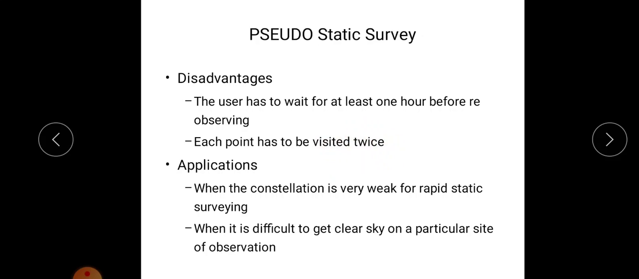As for application, it is used when the constellation is very weak for rapid static survey, that is, if the satellite visibility is very poor, we have to do this pseudostatic survey. That is, we have to take observations twice. Also, when it is difficult to get a clear sky at a particular site of observation, if the visibility is poor, we have to adopt this pseudostatic survey.